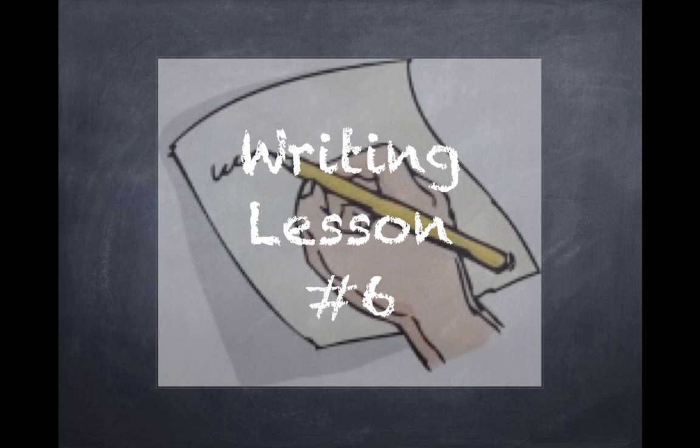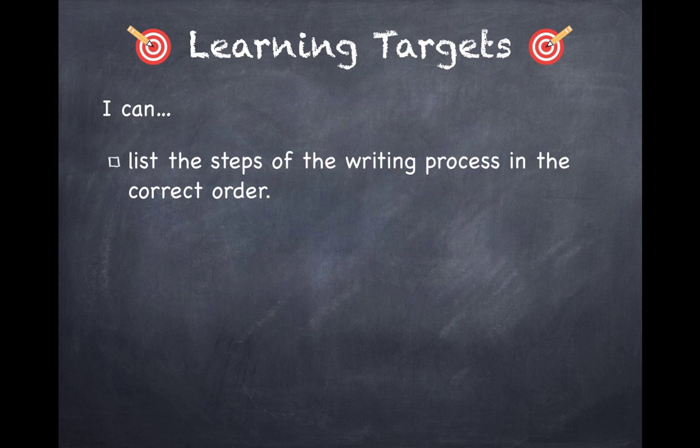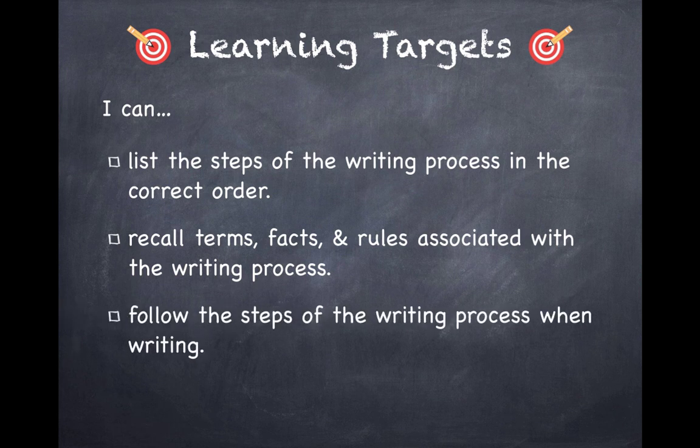Today's lesson is writing lesson number 6. Our learning targets for today are: I can list the steps of the writing process in the correct order, recall terms, facts, and rules associated with the writing process, and follow the steps of the writing process when writing.